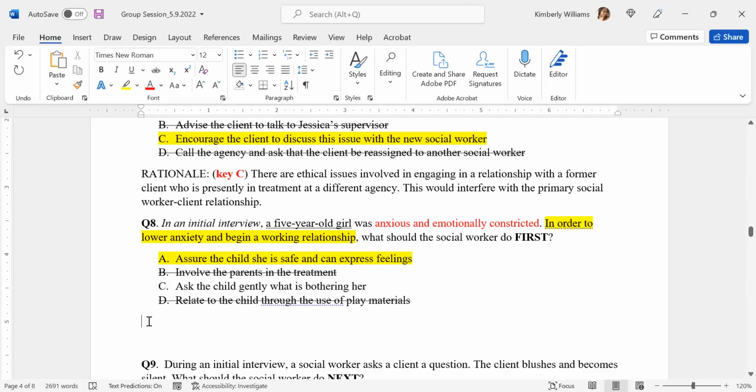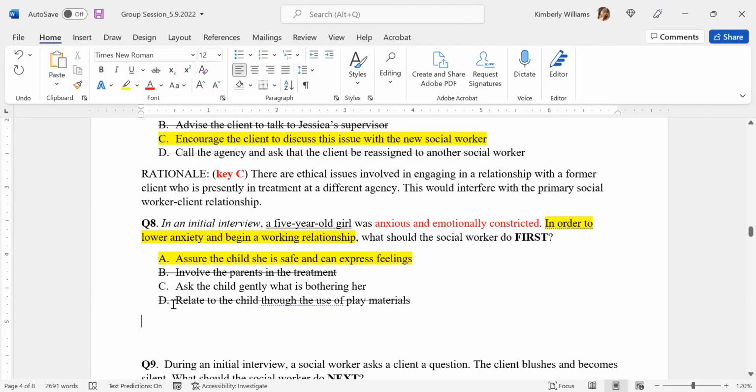Because I got it wrong, I want to just drive it one more time. You are in an initial interview. You are in the beginning phase of the helping process. So you are engaging and or assessing this child. She isn't really trying to let you assess her because she's anxious and she's emotionally constricted. So you're trying to break the ice with her. You're trying to lower her anxiety and begin this working relationship.